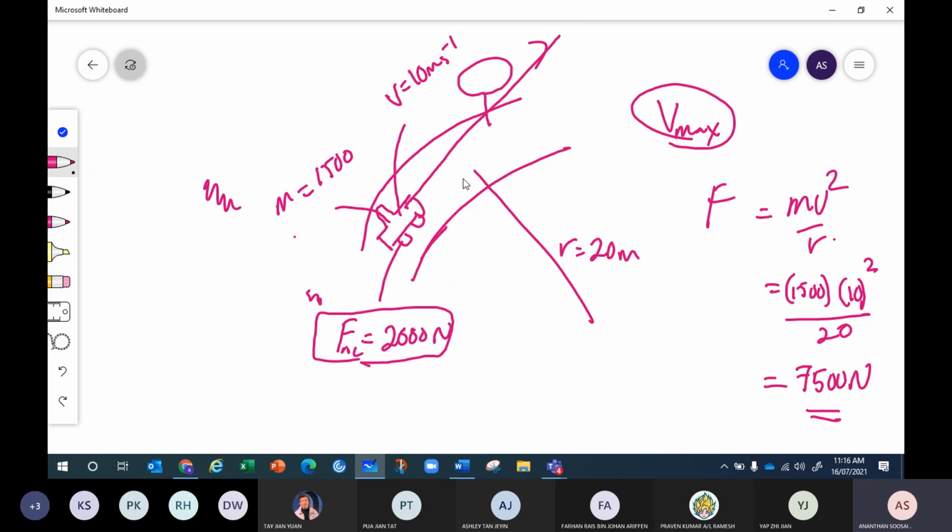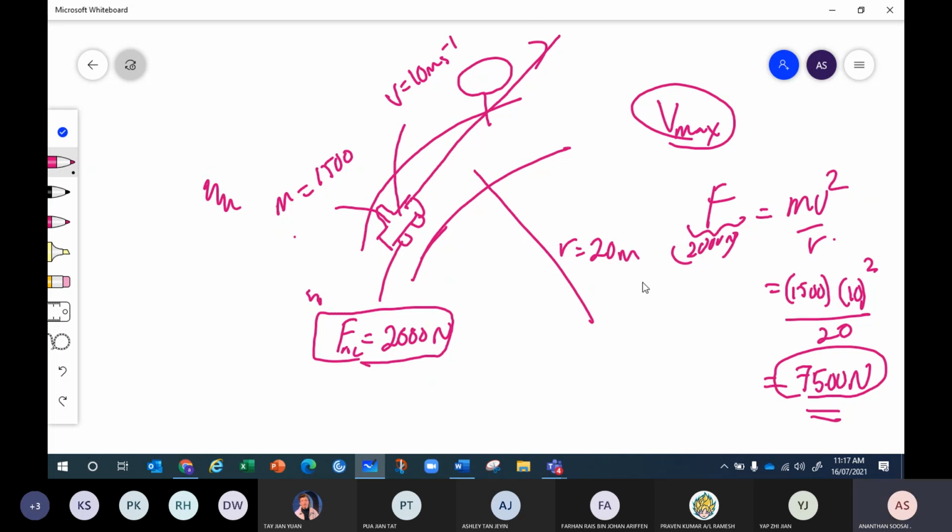It will start to skid because it can't stay in the circular path. Friction can only afford to provide 2000 Newton, but the centripetal force is 7,500. So who's going to provide the centripetal force? The friction. But friction can't afford to give 7,500. It can only give up to 2000 Newton. So the car starts to skid.